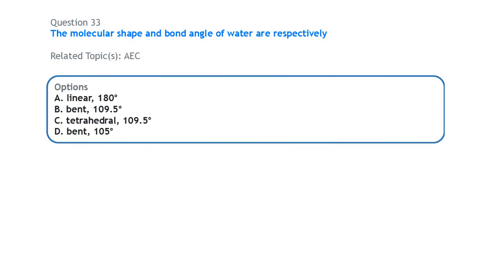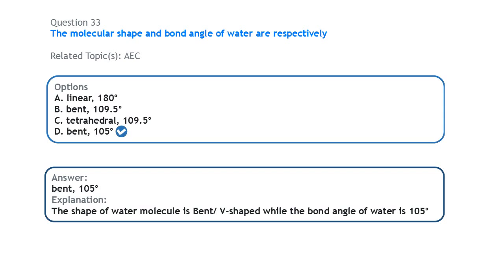The molecular shape and bond angle of water are respectively: the shape of the water molecule is bent. It is bent or V shape, while its bond angle is 105 degrees.